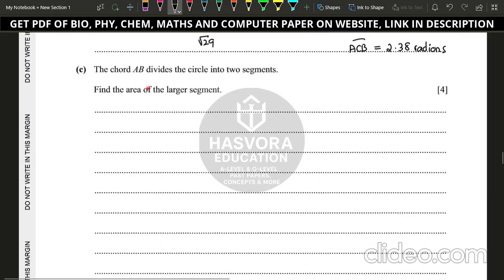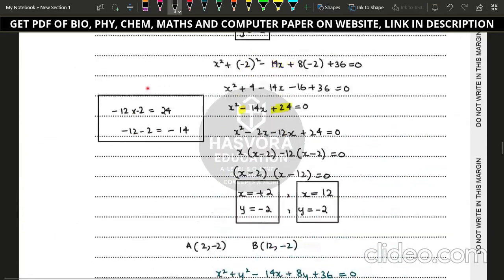Okay, hope you understand this. Let's move on to part C. Part C says the chord AB divides the circle into two segments. Find the area of the largest segment. Okay, so let's see what is the largest segment.